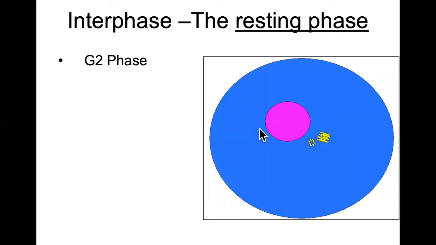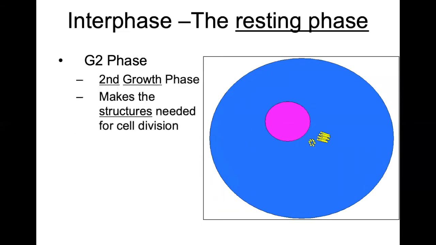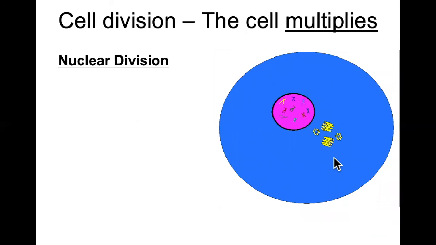And then we got G2 phase, a little bit extra growth, but we're going to make the structures needed for cell division. We call these centrioles, and we're going to worry about that in a future set of notes. So we double these up, and then we're done with interphase.